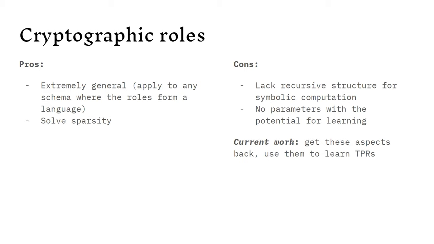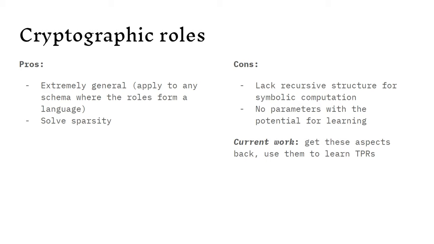But one of our earlier reasons we said we were interested in TPRs in the first place is the recursive structure that they have for symbolic computation, the ability to do these kinds of complex computation. And we've lost that. And they also don't really have any parameters that you could learn. It's hard to see how you would integrate the cryptographic thing in a traditional backprop architecture. It would have to exist somewhere outside of that. So currently we're trying to get these aspects back and use them to learn TPRs. So everything for the rest of the talk is unpublished, subject to change potentially, although we're fairly confident in it.